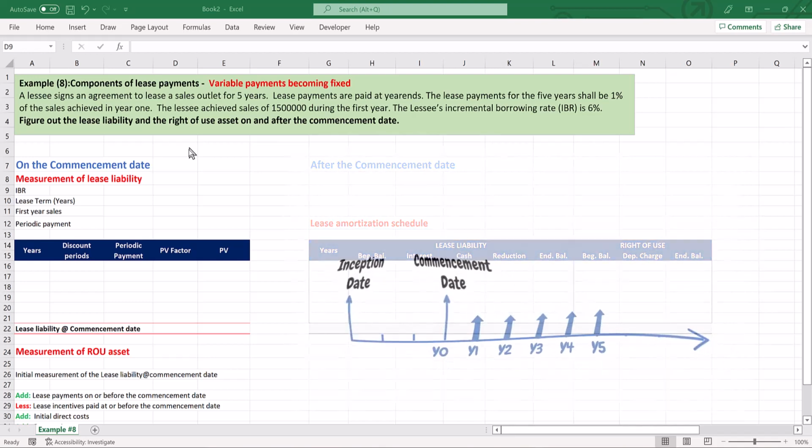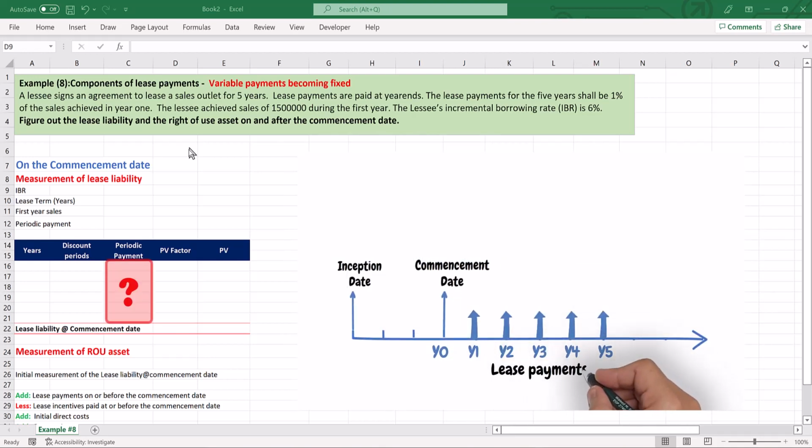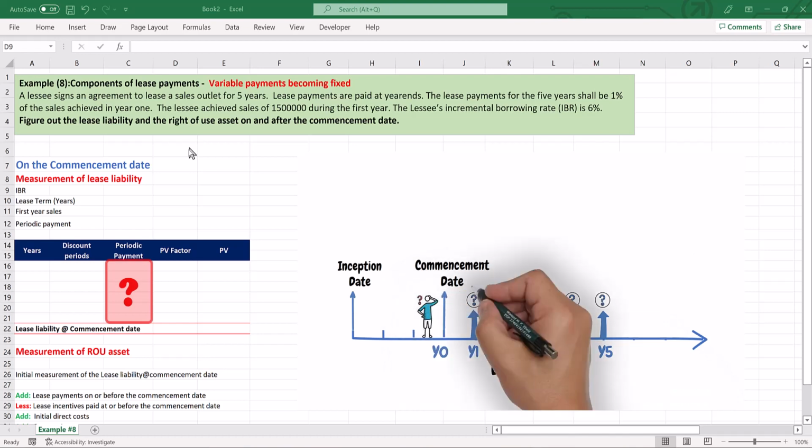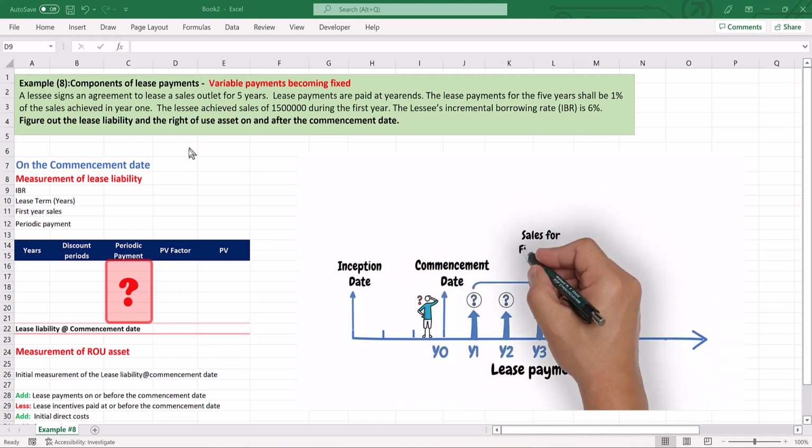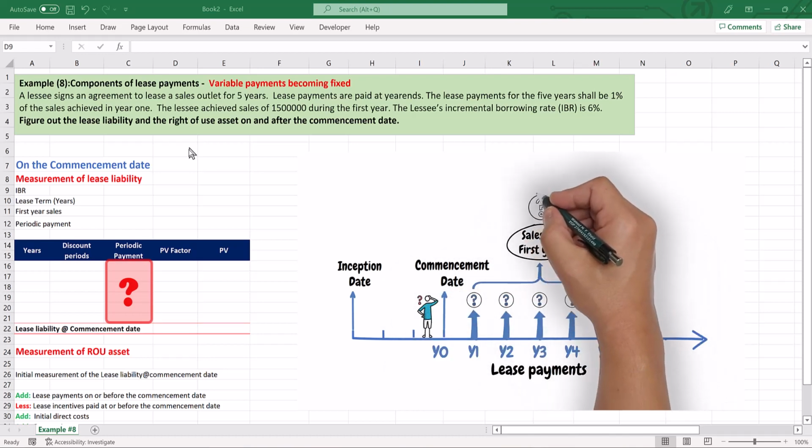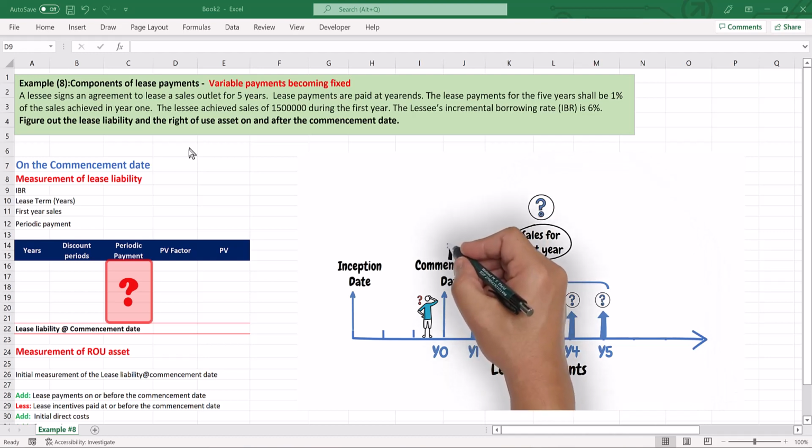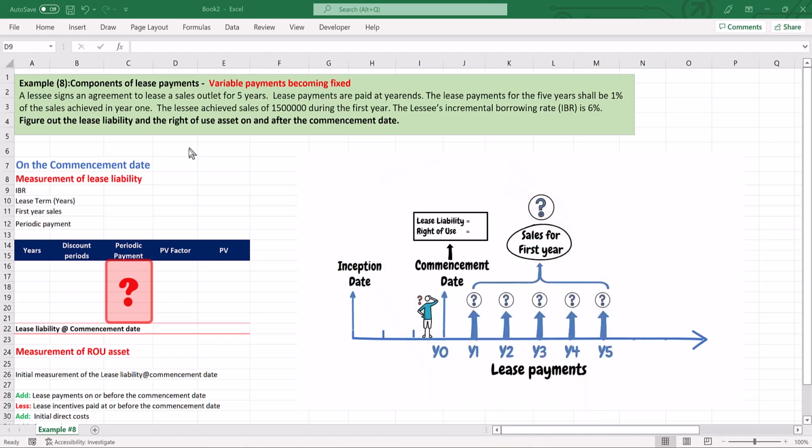In this example, the lease payments are not known on the commencement date because they are based on the sales achieved during the first year, which are not known yet. Therefore, lease liability and the right of use are not recognized on the commencement date.